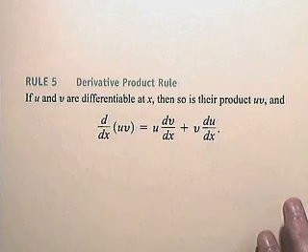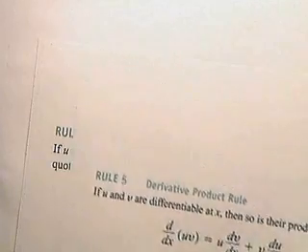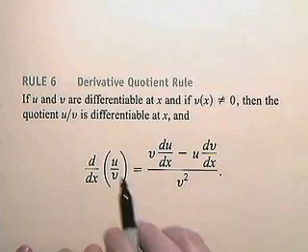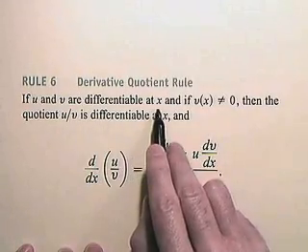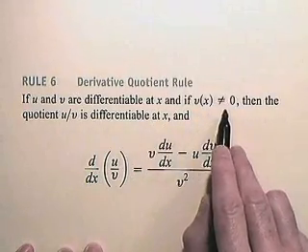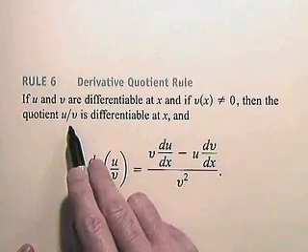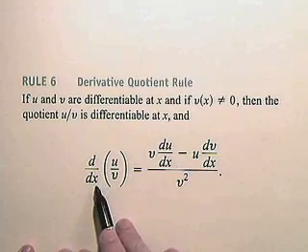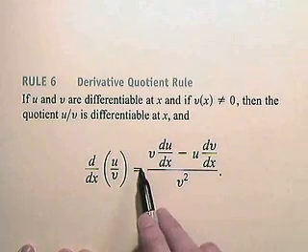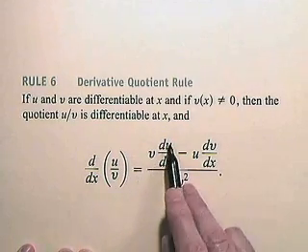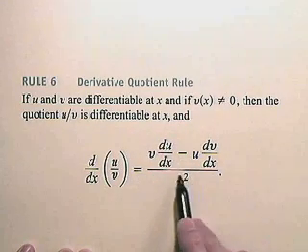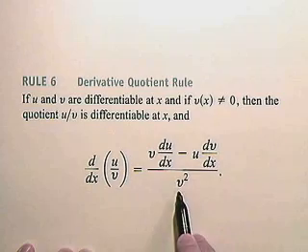Now let's look at how we deal with quotients. For the quotient rule, it's even trickier. If u and v are differentiable at x, and if v at x is not equal to 0, then the quotient u over v is differentiable at x, and the derivative d over dx of u over v is equal to v du dx minus u dv dx, all divided by v squared.